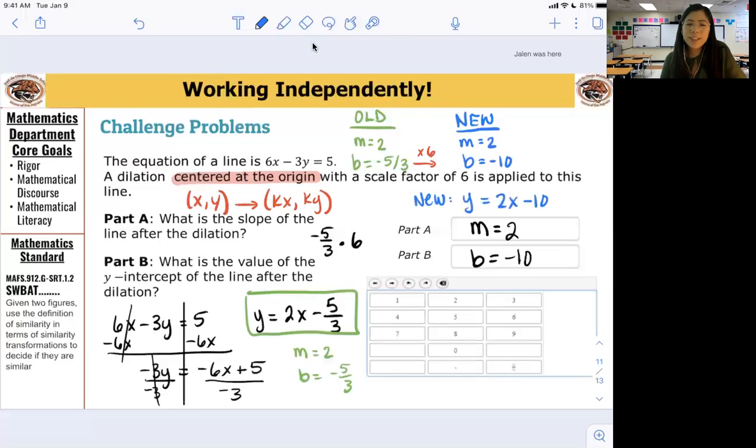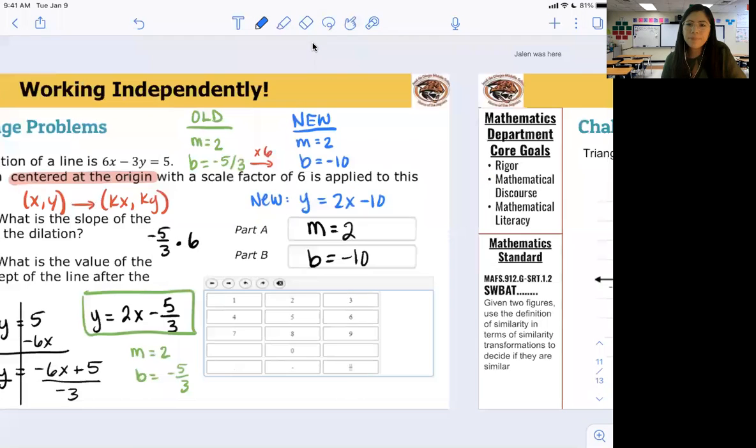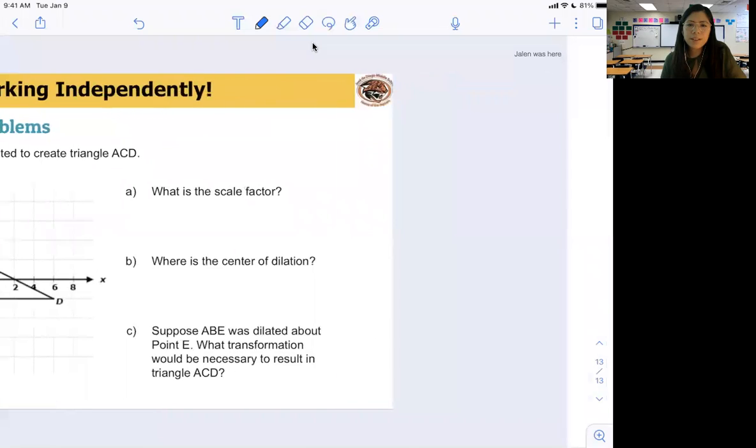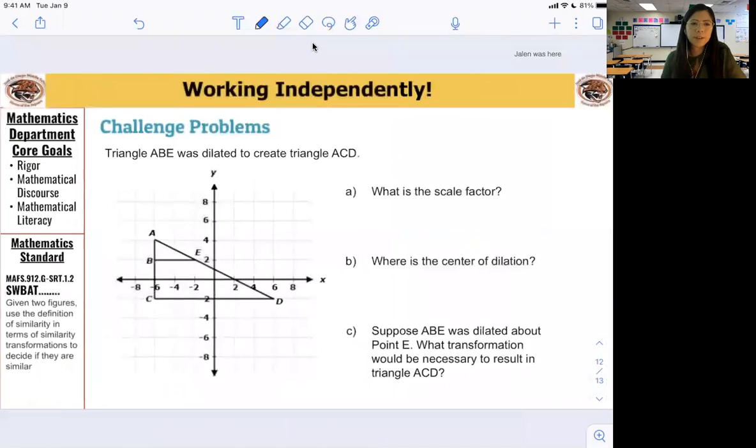All right. One last problem, I think. Yeah, one last problem. Here we go. Triangle ABE was dilated to create triangle ACD. Question number 1, what is the scale factor?